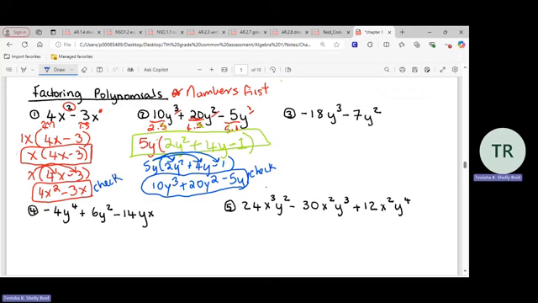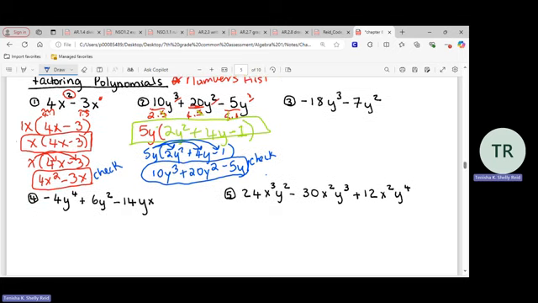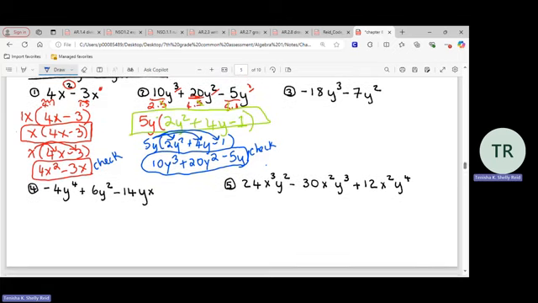I'm going to do one more with you, and I'm going to make that one number 4, only because I also want you to see it with a negative coefficient. So if I'm doing number 4, again, numbers first. If you're factoring out and your leading coefficient is a negative number, you want to factor out the whole negative with whatever you factor out. So for example, we have negative 4y^4 plus 6y squared minus 14yx.